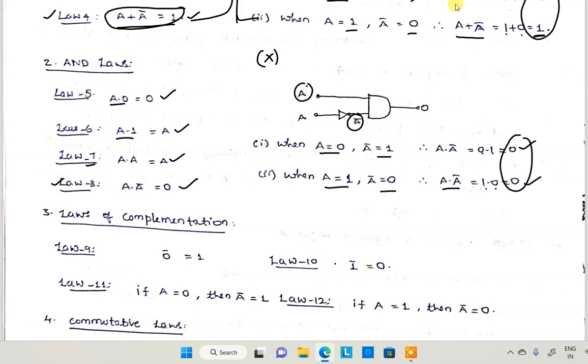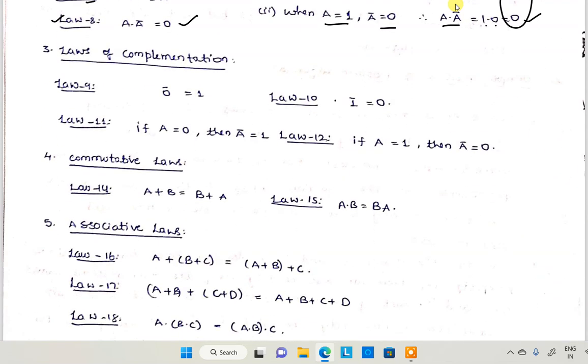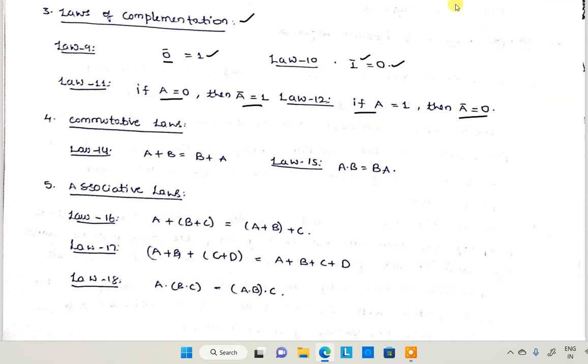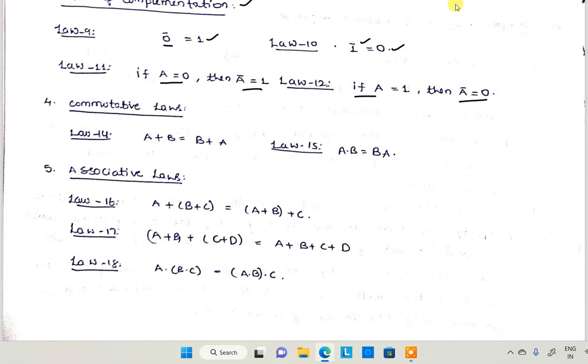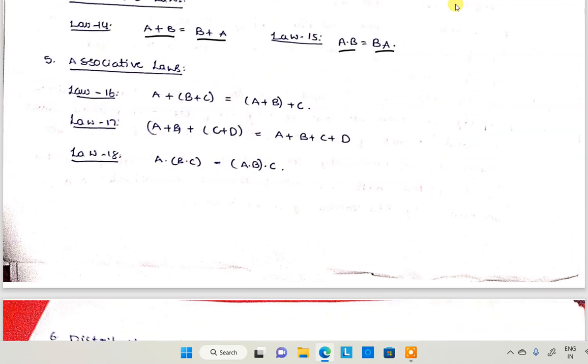Clear? Next we are moving to the law of complementation. This is a very simple law: 0 bar, that is the complementation of 0, is 1. 1 bar is 0. Next we are moving to the 11th law. If A is equal to 0, A bar is equal to 1. If A is equal to 1, A bar is equal to 0. Next, the commutative law, law number 14. A plus B is equal to B plus A. AB is equal to BA. Both are the commutative law.